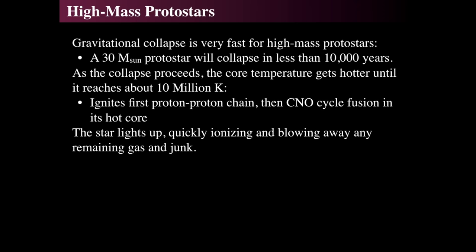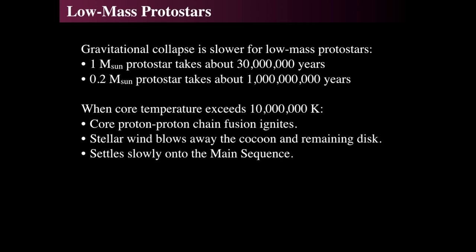The lowest-mass protostar, though, takes a long time. Something about the mass of the sun takes about 2 to 10 or tens of millions of years, and something two-tenths the mass of the sun can take up to 1 billion years to form. So there are some protostars that have just started forming that actually only just formed 1 billion years ago, or 3 billion years ago.